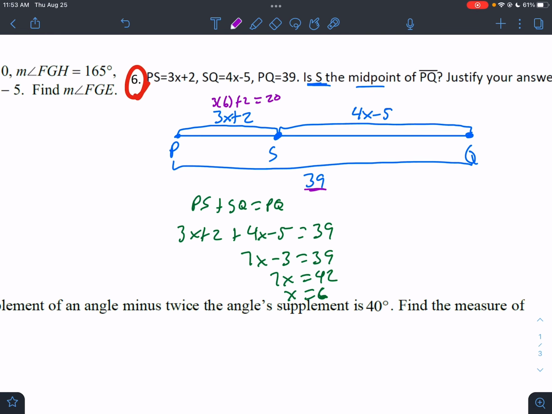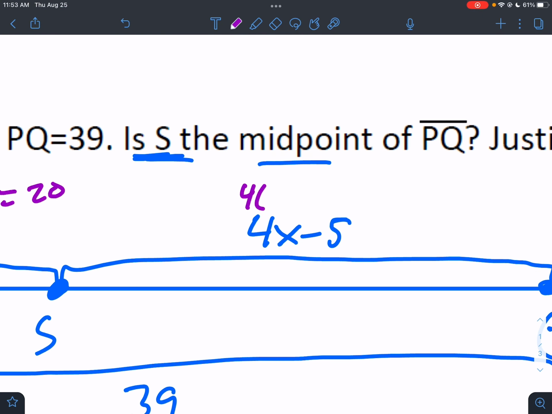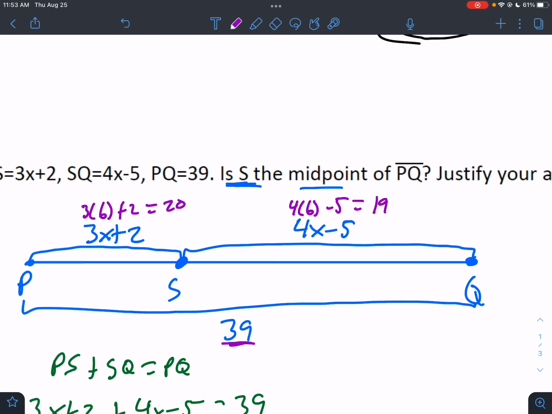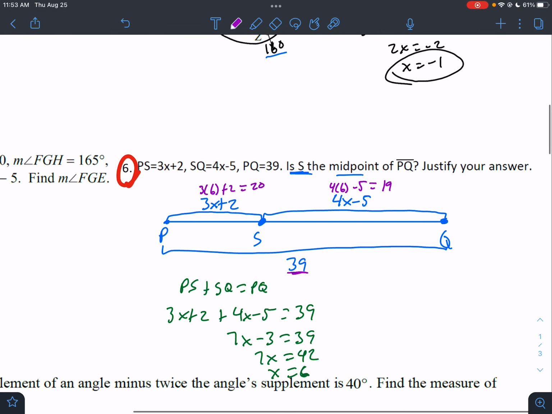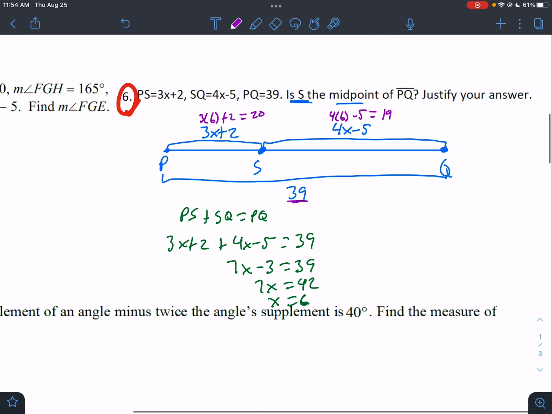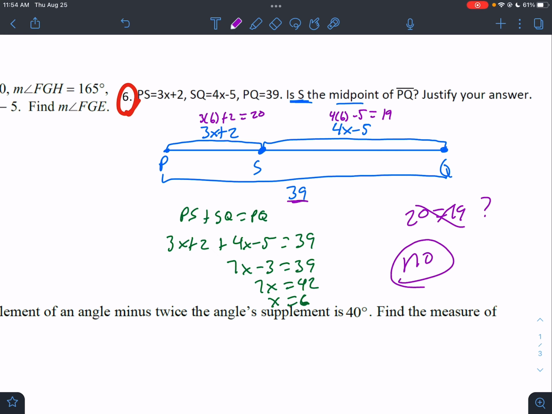Let's plug it in over here. X equals 6, so 4 times 6 minus 5. That's 24 minus 5, that's 19. So 20 plus 19 is 39. That checks out. So we know we did it right. But does 20 equal 19? No. So S is not the midpoint. Is S the midpoint? No.